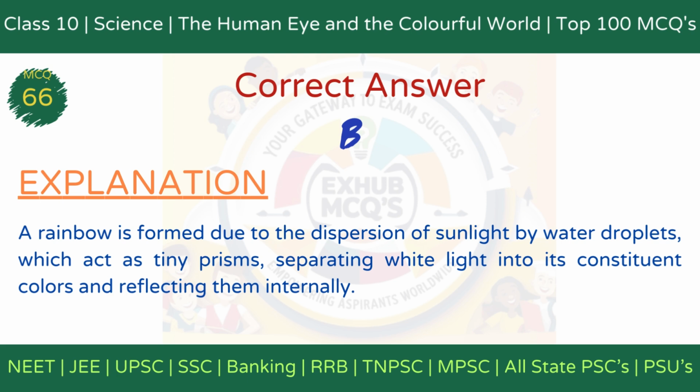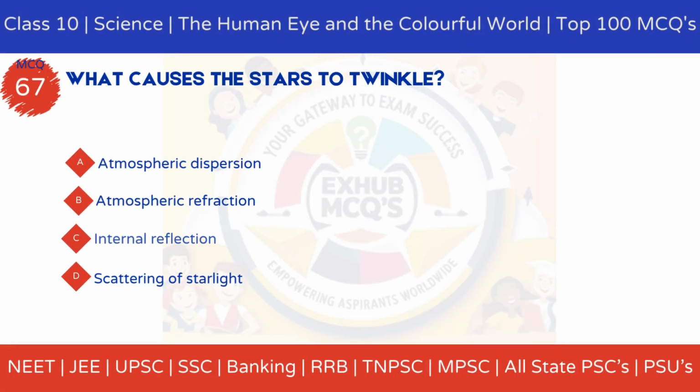MCQ 67. What causes the stars to twinkle? Option A, atmospheric dispersion. Option B, atmospheric refraction. Option C, internal reflection. Option D, scattering of starlight.